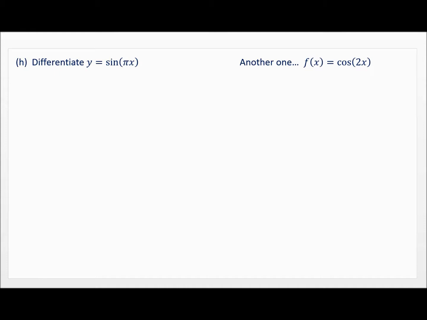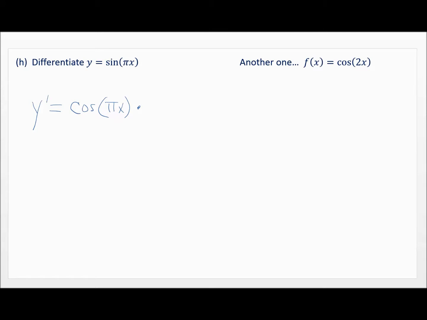Do you see the inside and the outside here? Differentiate, so we're supposed to find the derivative of sine of pi x. So the inside is going to be your pi x, and the outside is your sine. So remember, the first thing you do is take the derivative of the outside. So y primed equals the derivative of sine, we know is cosine. You rewrite the inside, which is pi x, times the derivative of the inside.